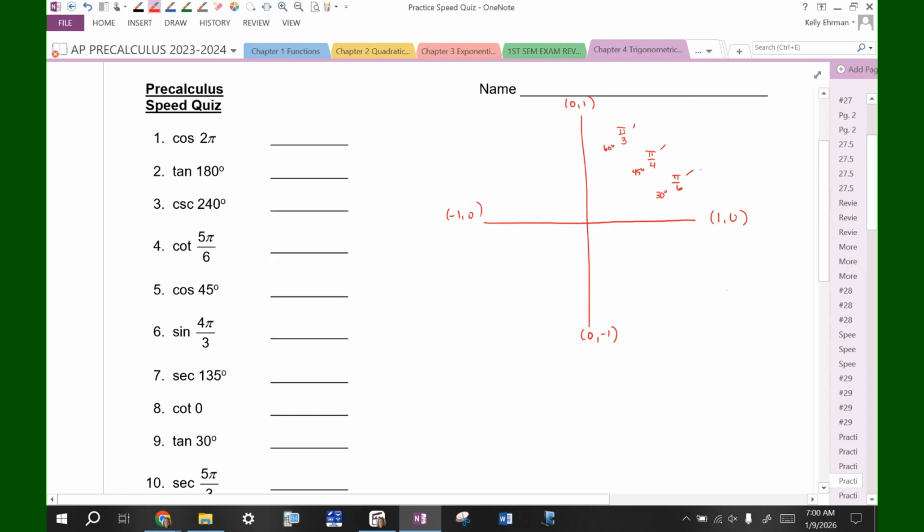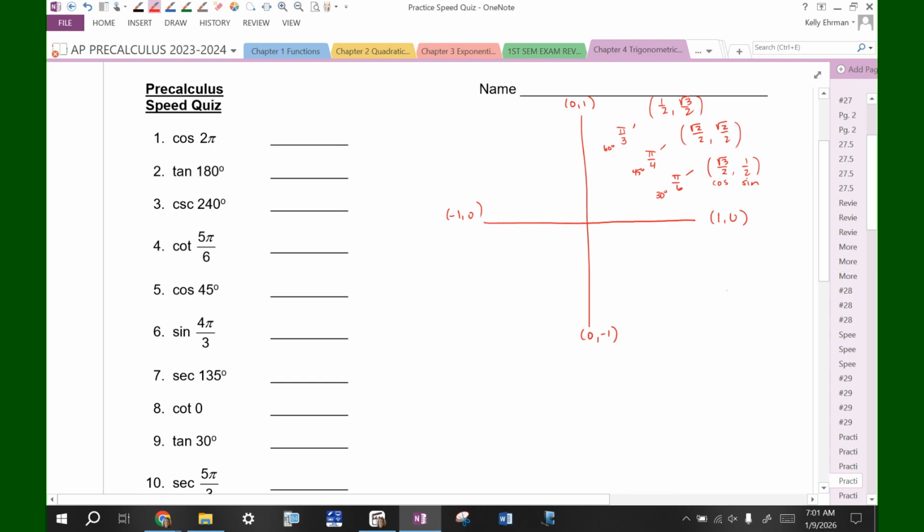You need to know the first ordered pair for sure. At pi over 6, we've got radical 3 over 2, 1/2. And remember, this represents cosine and sine. Pi over 3 is just flipping those points, 1/2, radical 3 over 2. And pi over 4 is easy to remember. It's the same coordinate, radical 2 over 2 for both the x and the y.